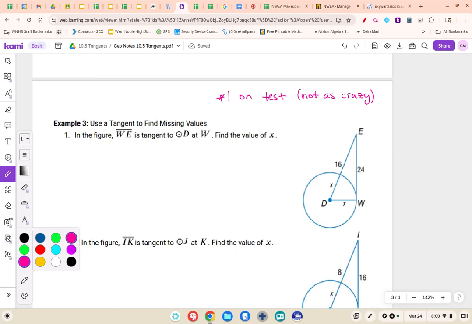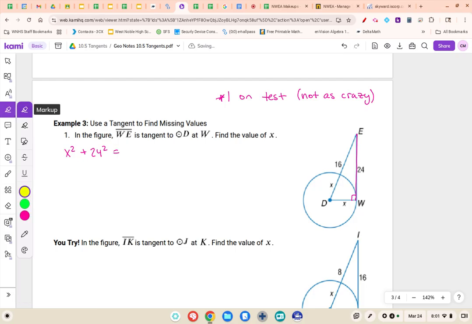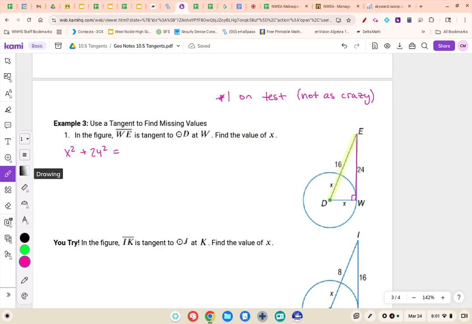So, for this problem, we know that this segment here is tangent, which means this has to be 90. And if we want to find the radius of the circle, we can do that because we can use Pythagorean theorem. So we have x squared plus 24 squared. And here's where it gets weird. We need to equal this to the hypotenuse squared. We don't know the hypotenuse as a number or as a variable. We know it as x plus 16 squared.